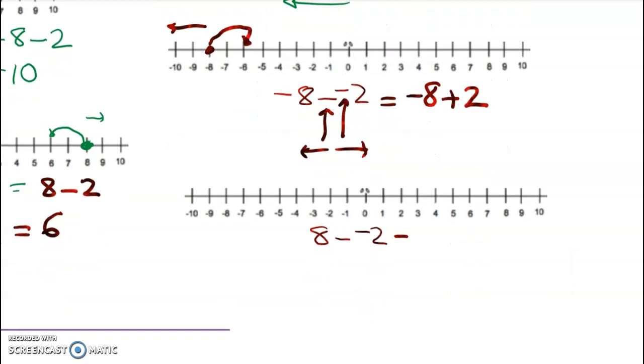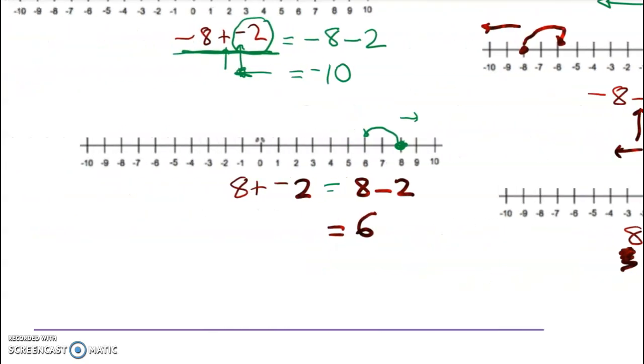This one here is nearly the same, except look, we're not starting at -8. So this one here worked out to be -6. We're starting at +8. So this is 8 plus 2, which is equal to 10.